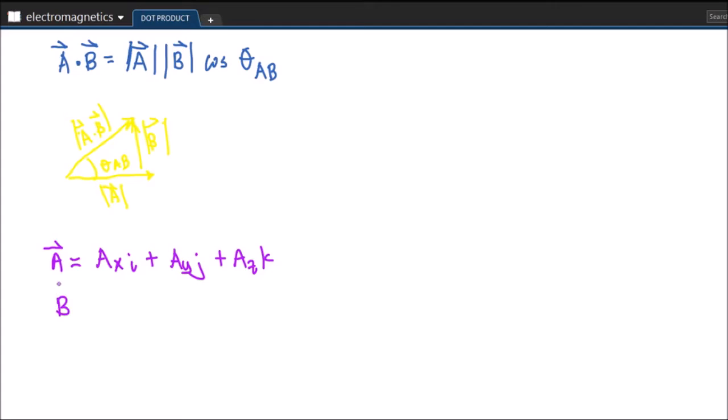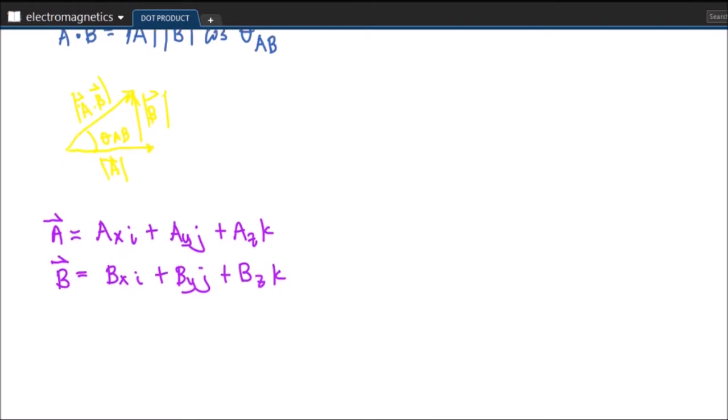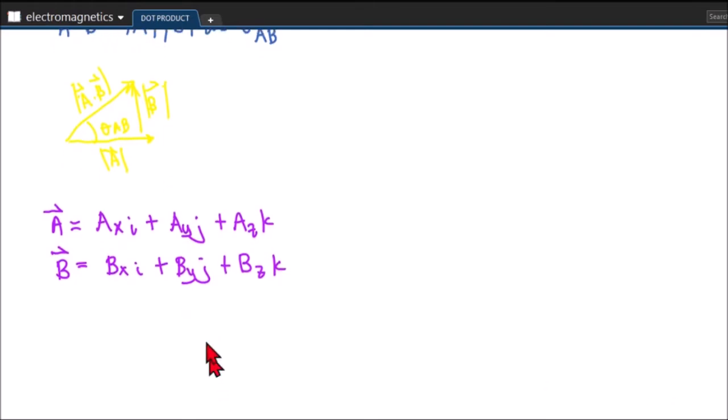Then for vector B, we have BX i plus BY j plus BZ k. So AX, AY, AZ, BX, BY, and BZ are all scalars, and our i, j, and k are all vectors. Now what we are going to do is apply the definition of the vector product.